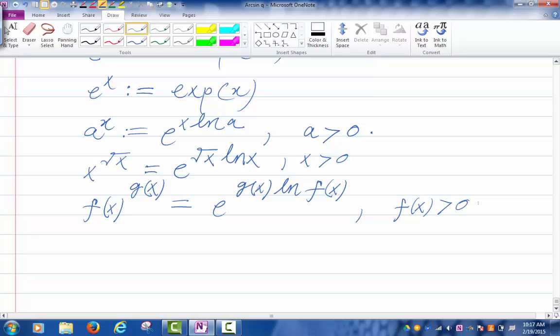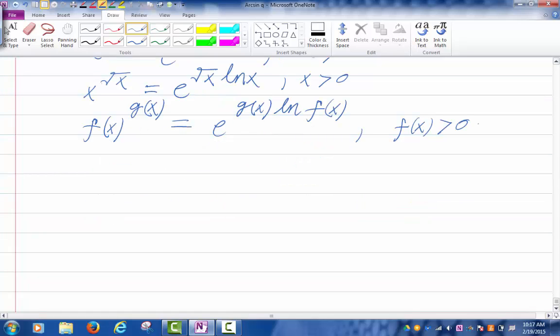a to the x is 1 to 1. Okay, a to the x is 1 to 1. So it has an inverse. Okay? And what would be our notation for the inverse?